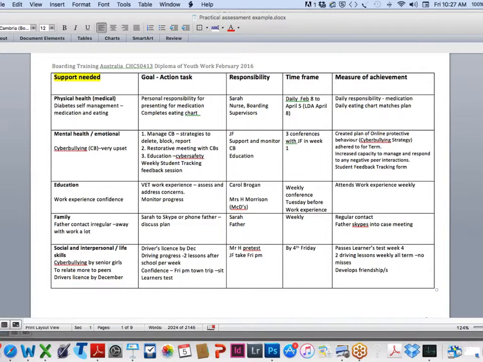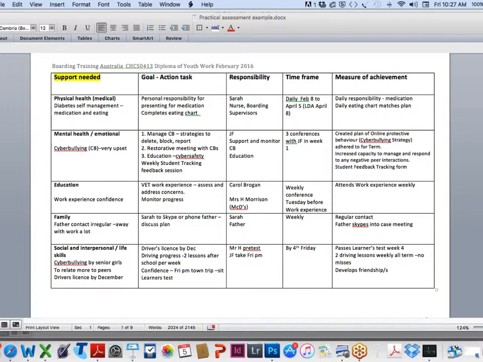Now this is the crux of the plan, in that we look at what support's needed, what's the goal, or what actions are we going to start to take, whose responsibility it is and at what time frame, and what measure will show that we're getting somewhere with this. And we can say yes we are or no we aren't.